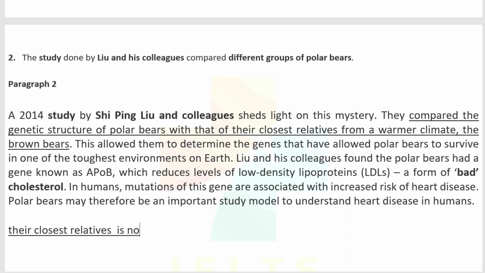So, their closest relatives is not the same as different groups of polar bears. The statement contradicts the information. As a result, the answer is false.